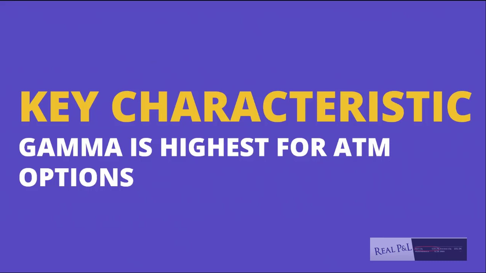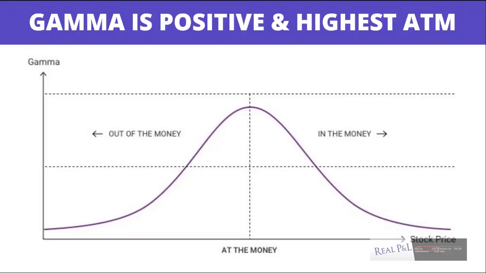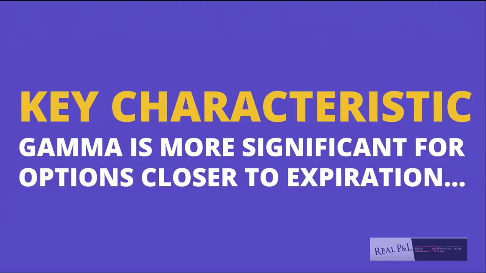Key characteristics: gamma is highest for at-the-money options. Gamma is positive and highest when you're at the money. So you can see here, if you had a price underneath here, and this was the price of the stock, then you can see the gamma is going to be highest when you're closest to the price of the stock. If you get further out of the money, the gamma lowers, either way. Now, a key characteristic: gamma is more significant for options closer to expiration.